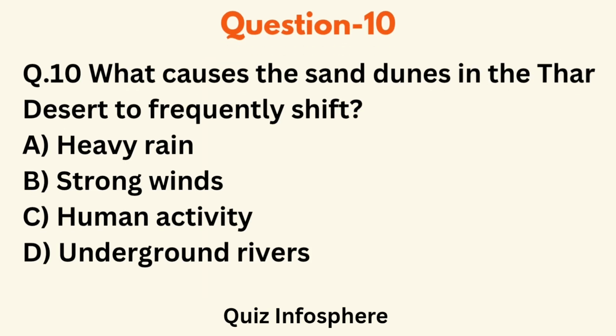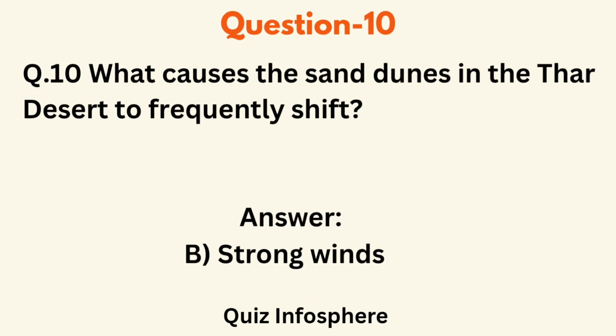Question 10. What causes the sand dunes in the Thar Desert to frequently shift? Heavy rain, strong winds, human activity, underground rivers. The correct answer is option B, strong winds.